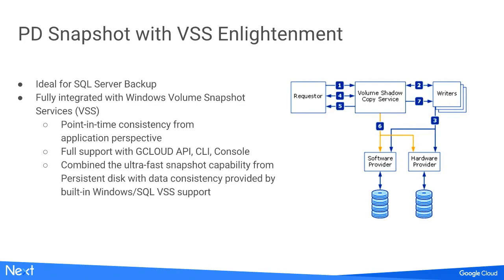The workflow shows why we can take application-consistent snapshots: the storage system is working with the application, like SQL Server, to do the backup. By integrating the PD Snapshot with the Windows VSS, you combine the benefit of the super fast PD Snapshot with the consistency guarantee from the VSS. You get all of this without affecting your running instance. It makes it an ideal tool to do the SQL Server backup.